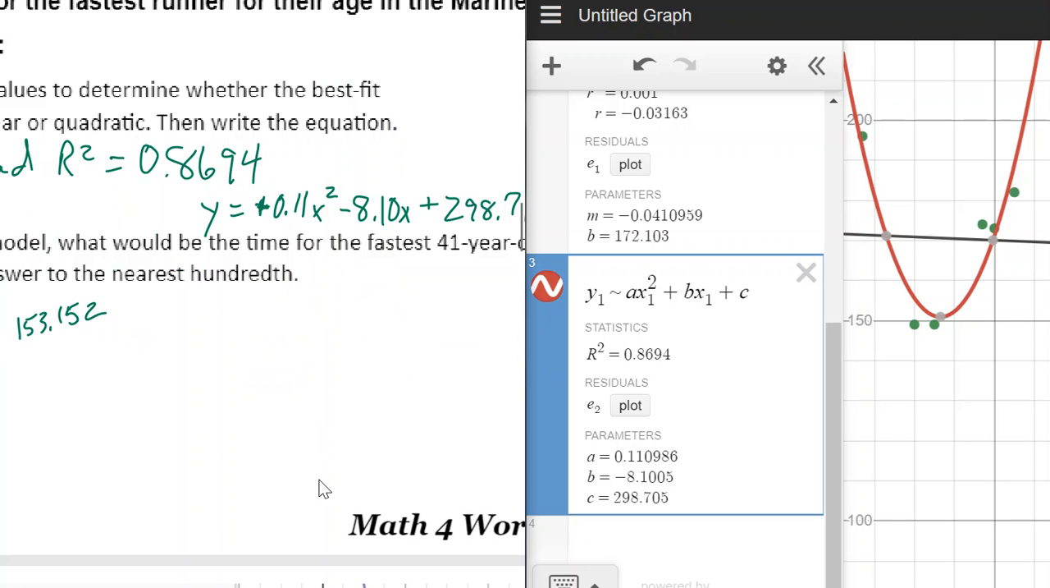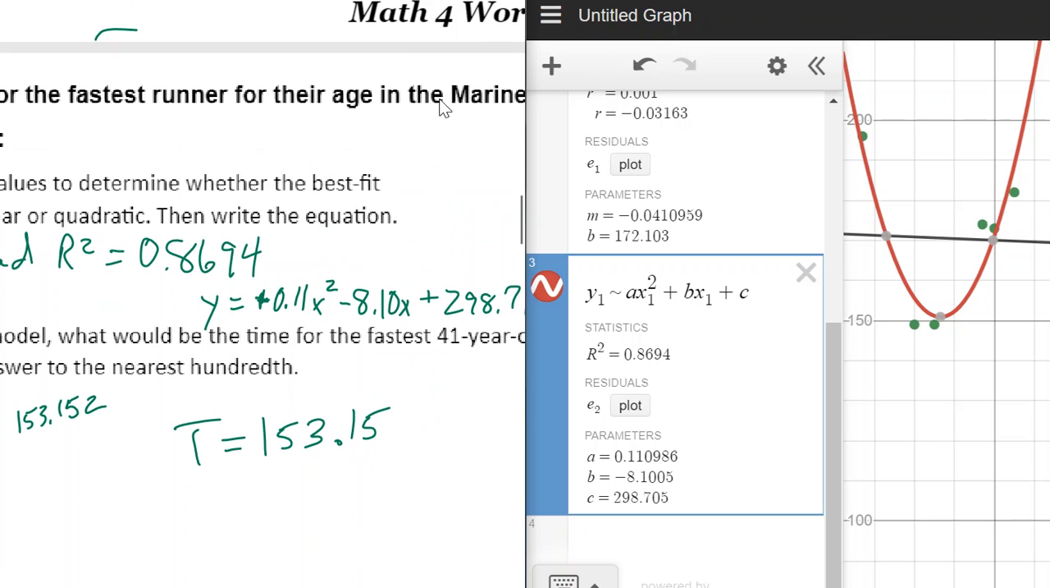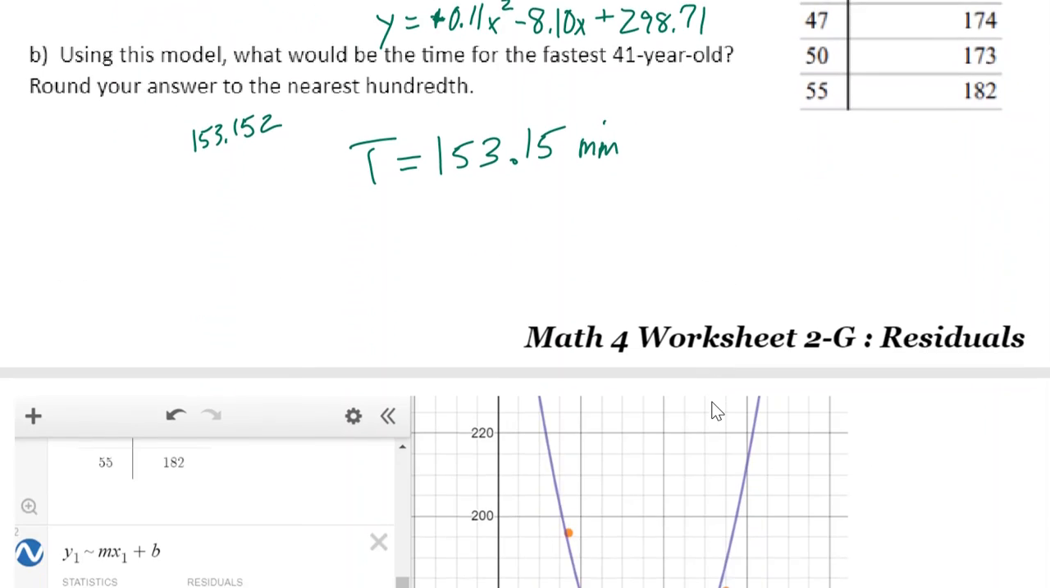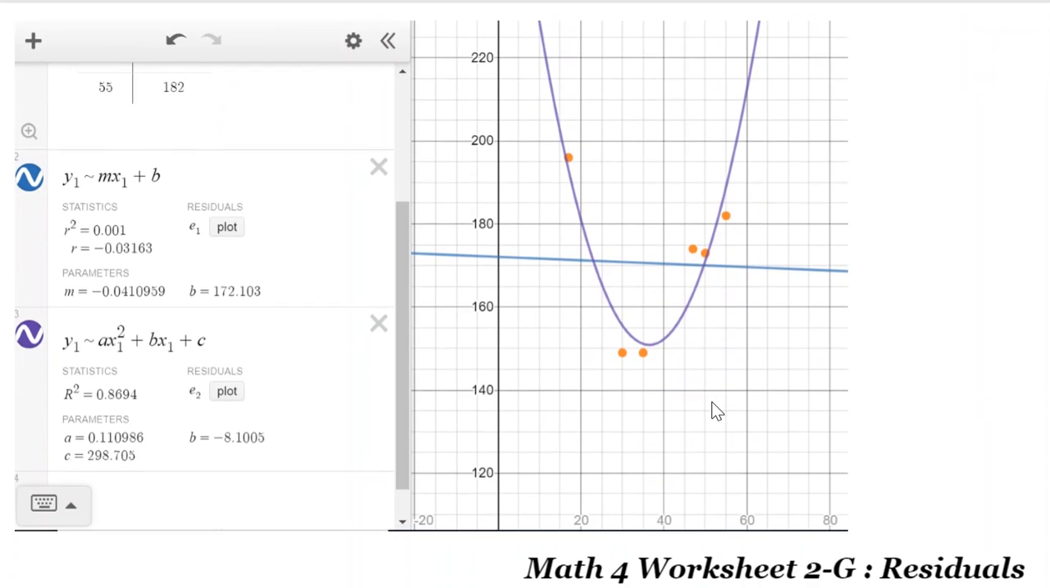I always jot it down before I forget it. Now, round to the nearest hundredth, which would be 2 decimal places. So our time would be 153.15. And let's see. That is time in minutes. Okay. Of course, that's what the graph is going to look like.